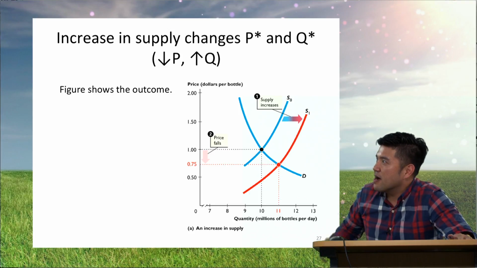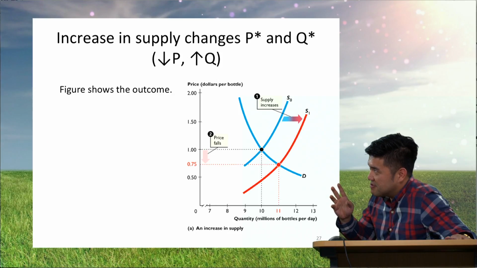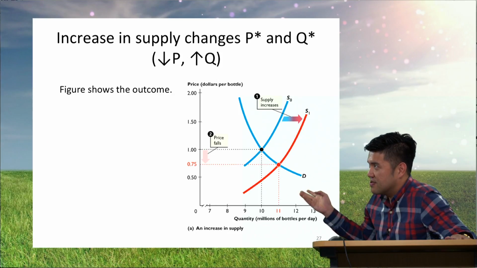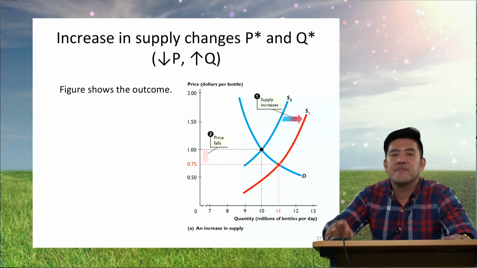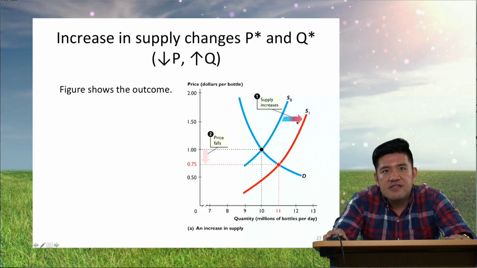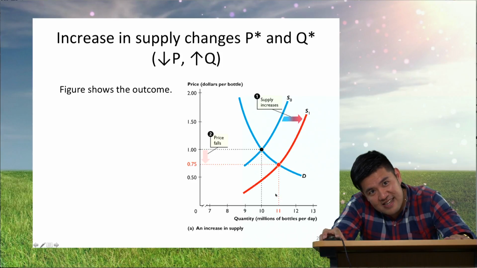Okay, how about this? Increase in supply, guys. You shift the supply curve to the right. When you shift the supply curve to the right, price is going to fall. Quantity is going to increase.